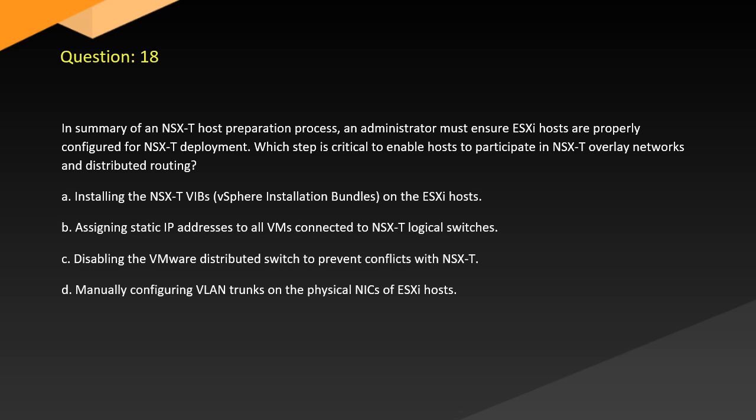Question 18. In summary of an NSX-T host preparation process, an administrator must ensure ESXi hosts are properly configured for NSX-T deployment. Which step is critical to enable hosts to participate in NSX-T overlay networks and distributed routing? A. Installing the NSX-T VIBs (vSphere Installation Bundles) on the ESXi hosts. B. Assigning static IP addresses to all VMs connected to NSX-T logical switches. C. Disabling the VMware distributed switch to prevent conflicts with NSX-T. D. Manually configuring VLAN trunks on the physical NICs of ESXi hosts.